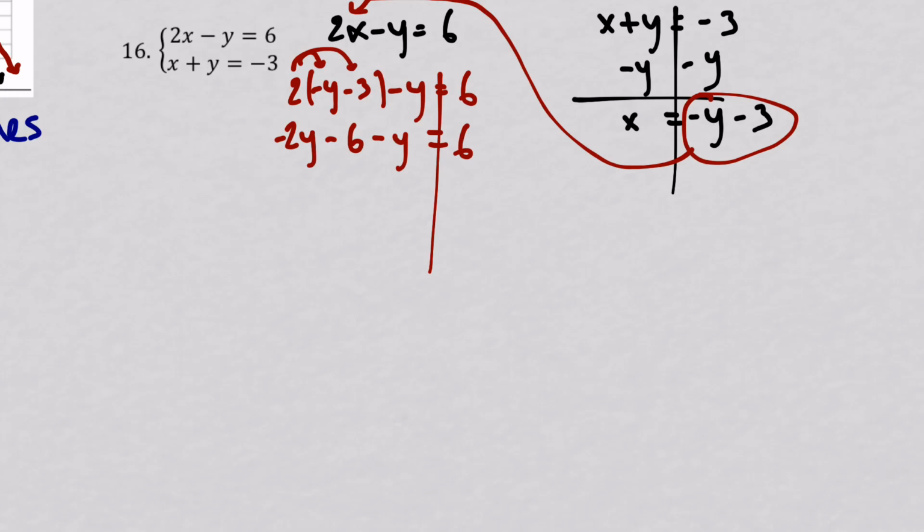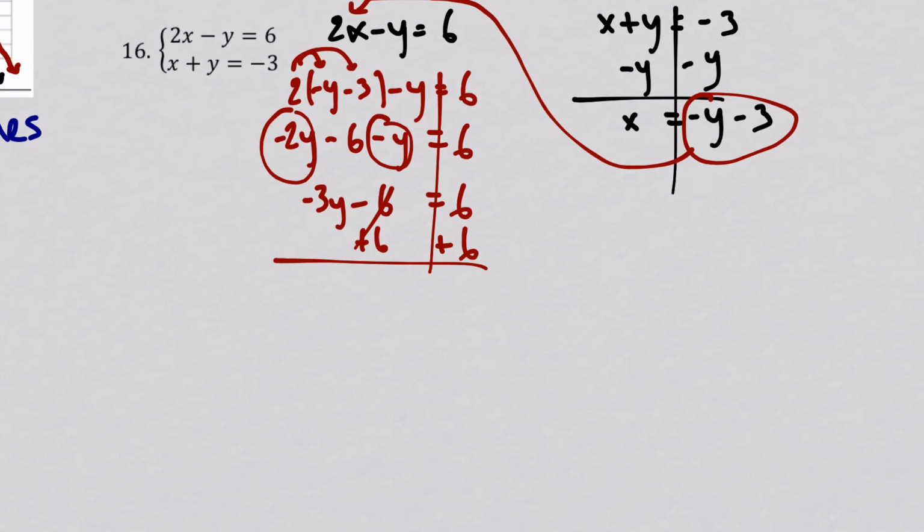I need to combine the -2y and the -y here, giving me -3y minus 6 equals 6. Now what I'm going to do is add 6 to both sides. That's going to leave me with -3y equals 12. And now I'm going to divide by -3. And that leaves me with y equals -4.